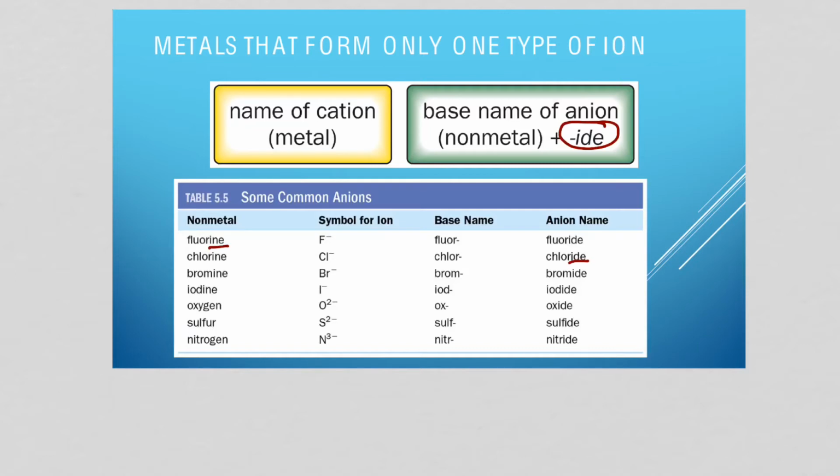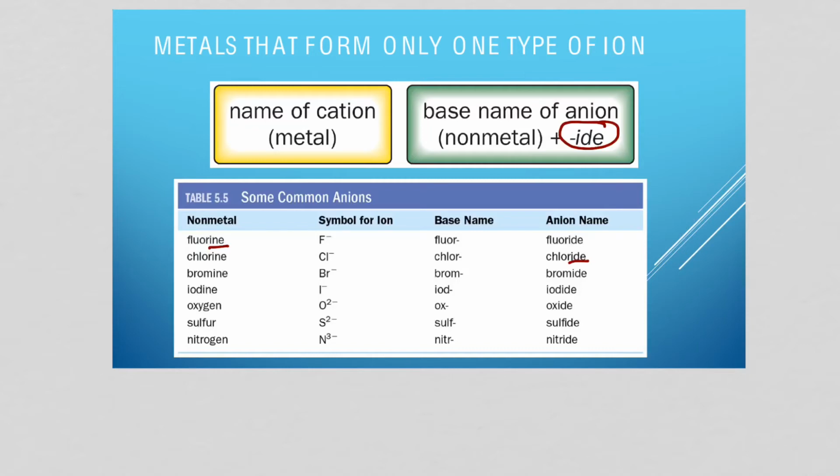Same thing with nitrogen, right? They took off the OGEN and it's nitride. Sulfur, we'll just take off the UR and it's sulfide. Right? So a couple of them may take a little work. This is most of them. There are a few others that you'll come across, like phosphide, etc.